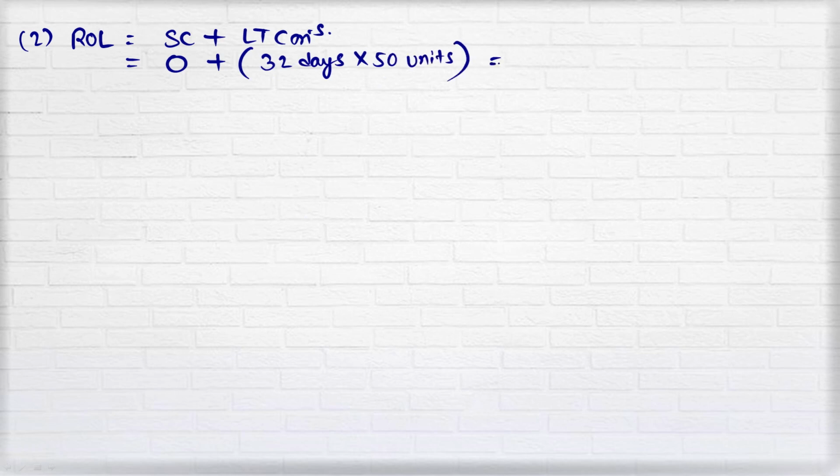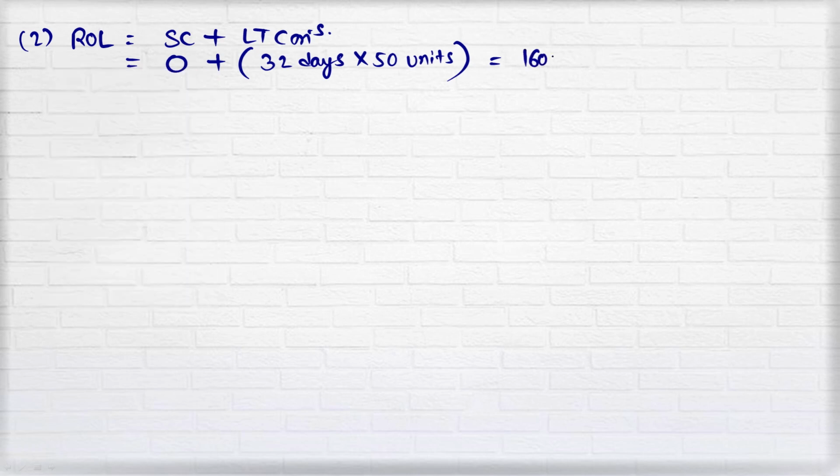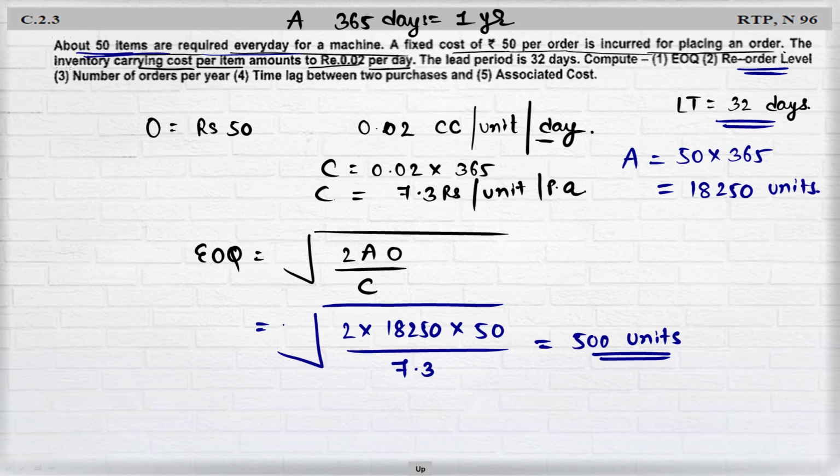Safety stock plus lead time consumption. Safety stock is 0. Lead time consumption will be 32 days multiplied by, what is consumption per day? 50 units or 50 items. So practically 32 days consumption I will be finding out as reorder level. 32 into 50. 1600 units or 1600 items will be reorder level.